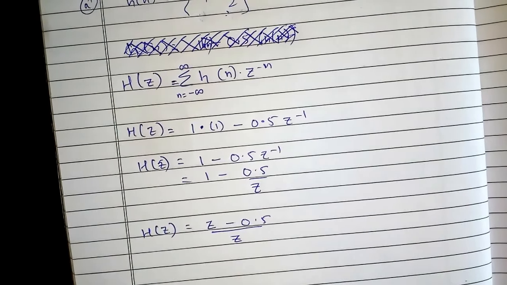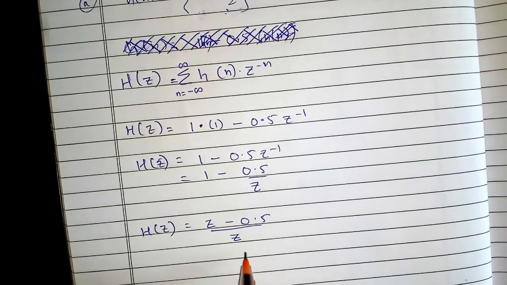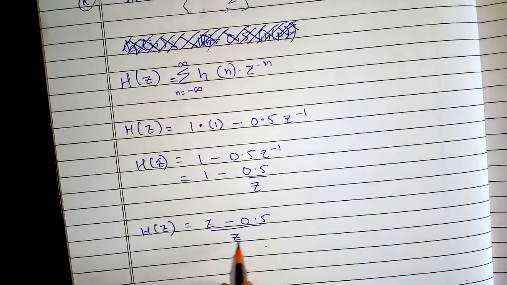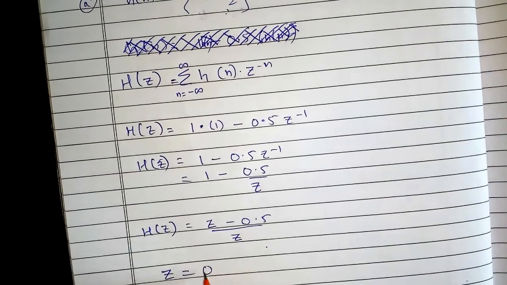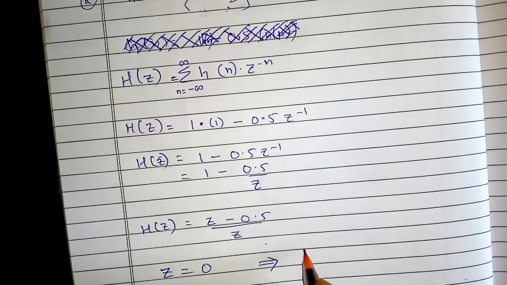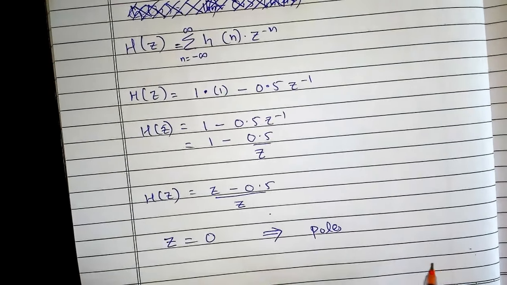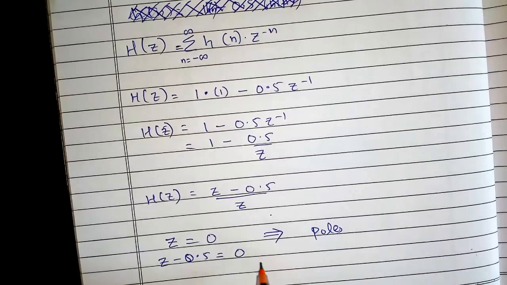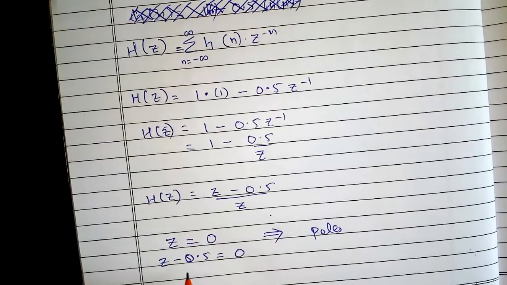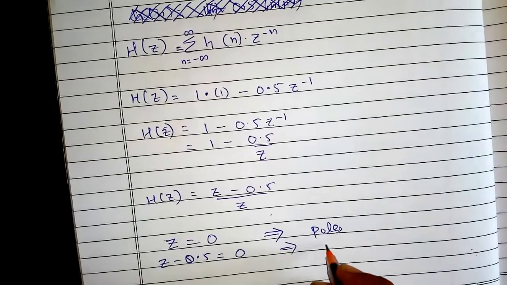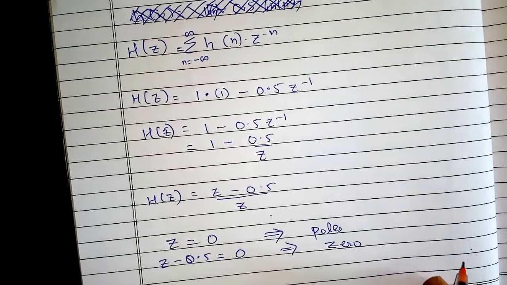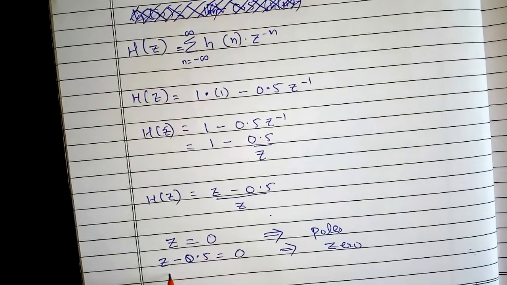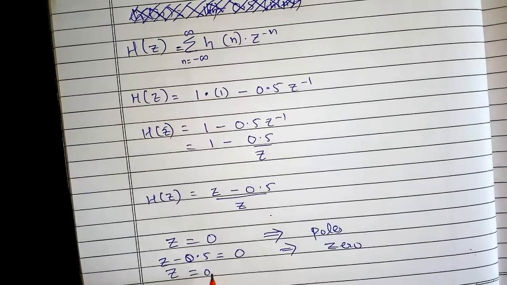Now in this type of question, if I put the denominator, which in this case is z, equal to 0, this gives me my pole. And if I put the numerator, which in this case is z minus 0.5, equal to 0, the answer that I get will be a zero. As you all know, there are two things, poles and zeros. So here my pole is at z equals 0, and my zero is at z equals 0.5.